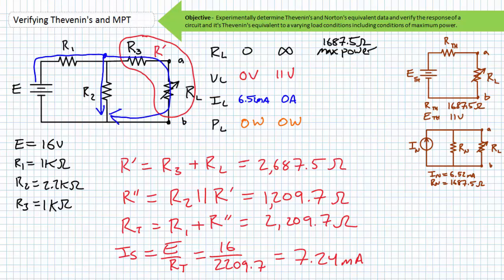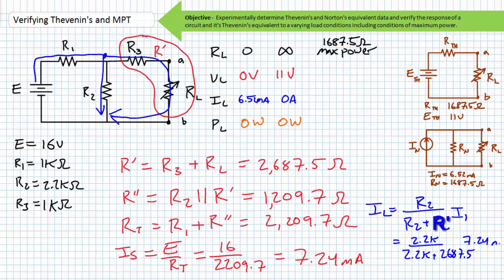7.24 milliamperes of current must travel through R1, however it splits proportionally between the parallel paths provided by R2 and R', the series combination of R3 and load resistor RL. The R' path is our path of interest. Substituting in the necessary values, we find IL to be approximately 3.26 milliamperes.